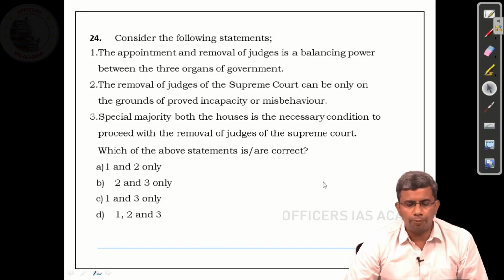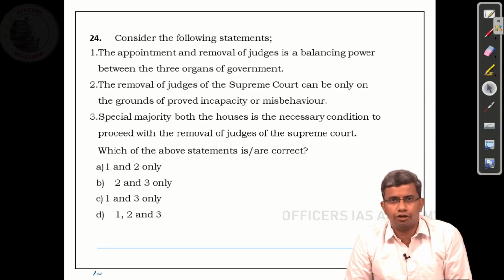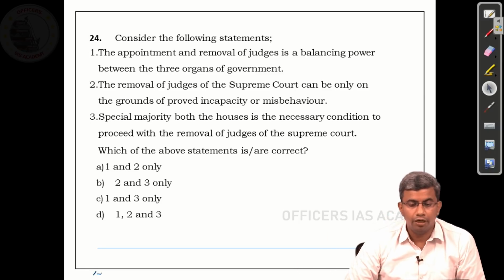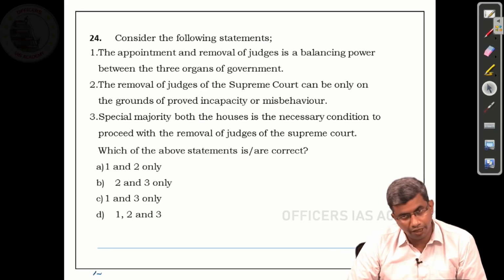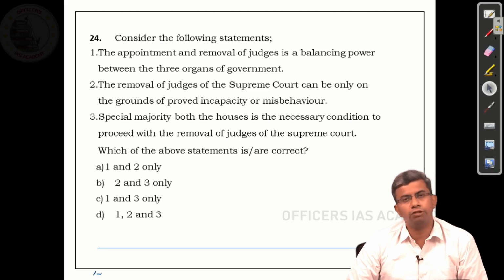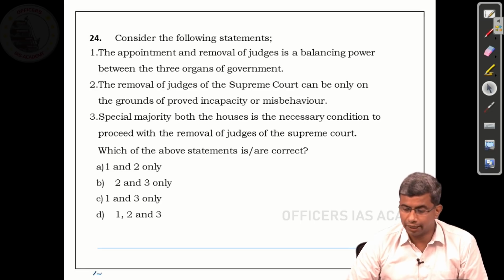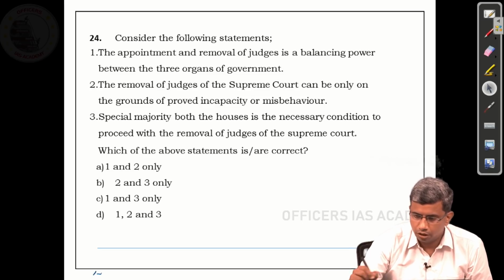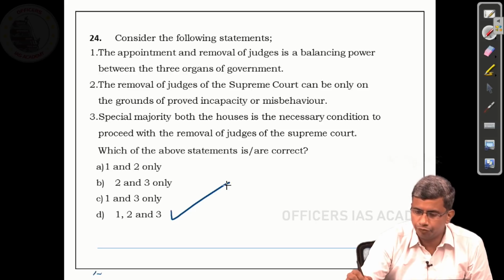Consider the following statements. The appointment and removal of judges is a balancing power between the 3 organs of government. Yes, appointment is by the judiciary and the executive. Removal is only by the Parliament. The removal of judges of Supreme Court can be only on the grounds of proved incapacity or misbehavior. Yes, we know that. Special majority in both the houses is a necessary condition to proceed with the removal of judges of Supreme Court. Yes, it requires special majority in both the houses in the same session. So the correct answer for the 24th question is D, 1, 2 and 3.